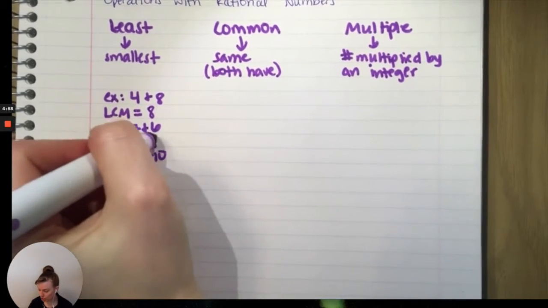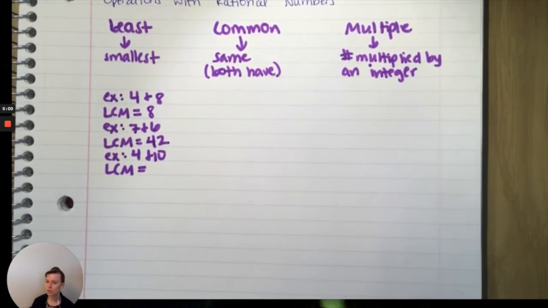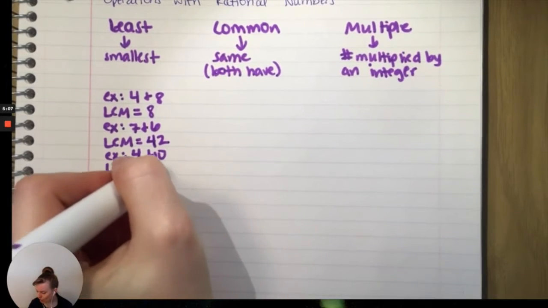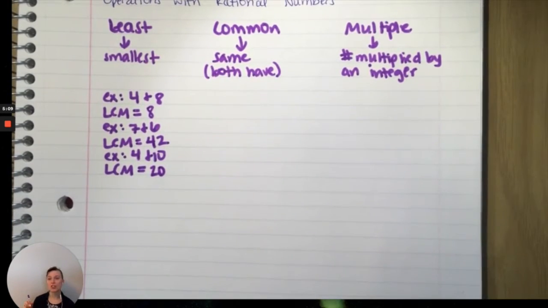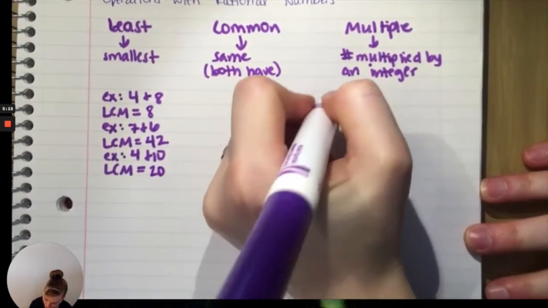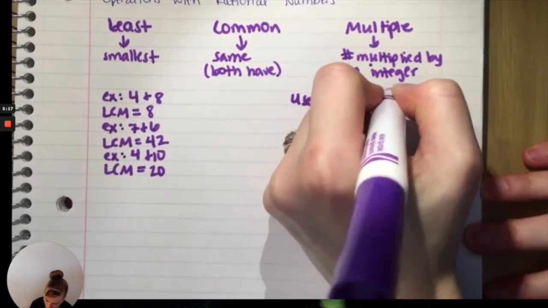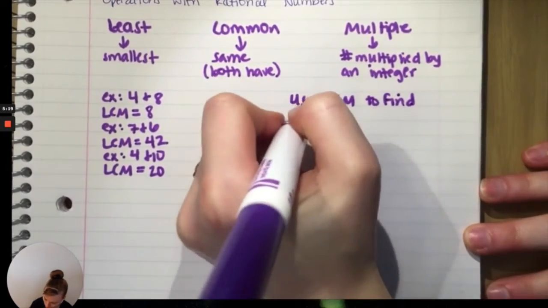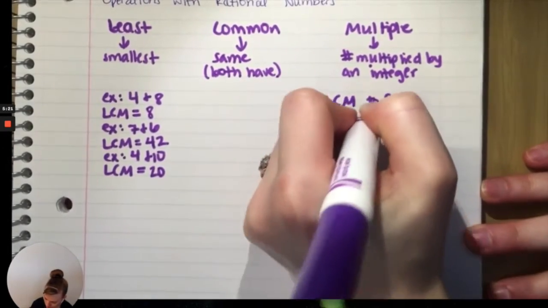7 and 6 will actually be 42. Think about why it is 42. Why isn't it something smaller? And then 4 and 10, pause the video, figure it out on your own. It's 20. They have 40 in common, but the least common multiple will be 20. And we're going to use this. We're going to use the least common multiple to find common denominators.